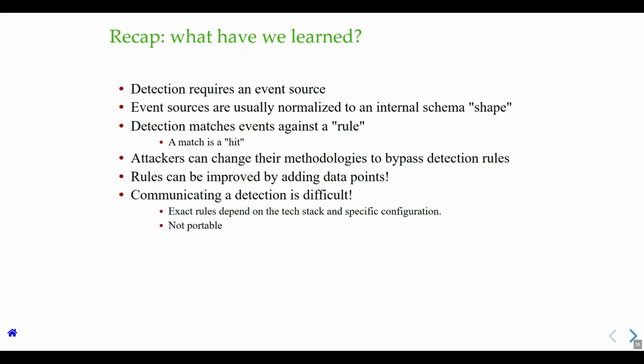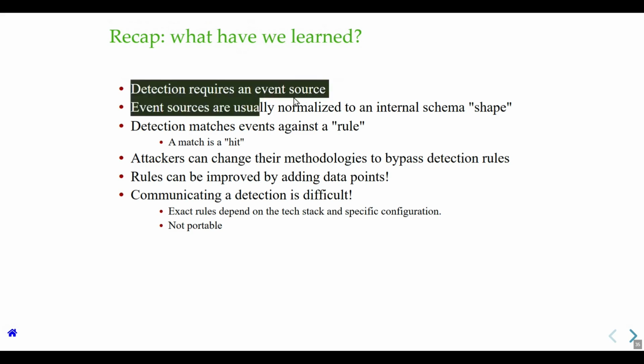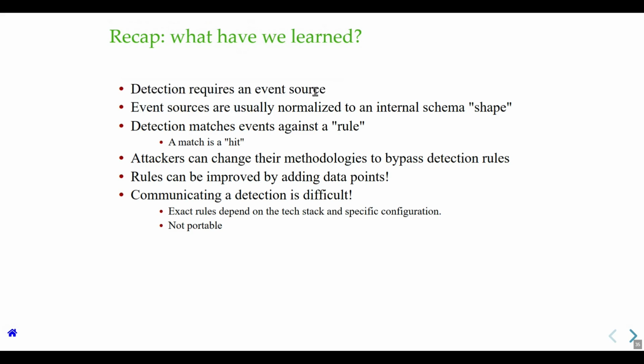The first thing that we learned is that in order to write a detection, we need an event source. We need to get that data from somewhere. We can't just write a detection out of the air. It depends on the quality of the event source, where the events are coming from. They're telling us what's going on in the system, right? We can have an event source that has a lot of information, and an event source that has very little information.